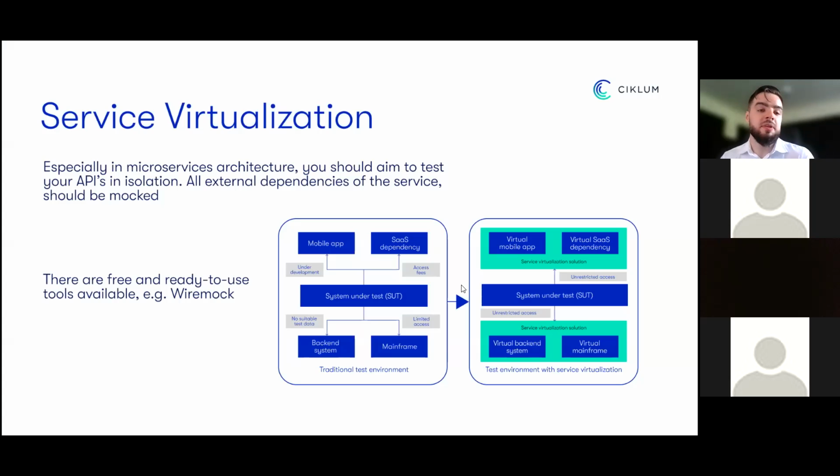Also, let's talk a bit about service virtualization. This is another way you should think about test isolation, on a higher level. Especially if you have a microservices architecture, or even if not, you should aim to test your APIs in isolation. So all external dependencies of the service or the application should be mocked. So why do that?